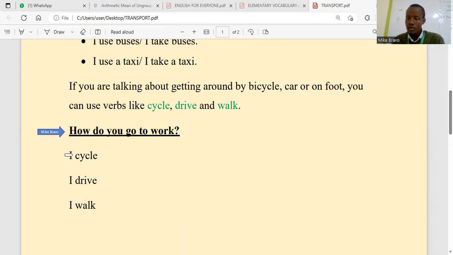I cycle to work, I cycle to school. That means I use a bike or a bicycle. You can also say I drive or I walk. So you can say I drive to work, I drive to school or anywhere, or you can say I walk to school or I walk to work, right?